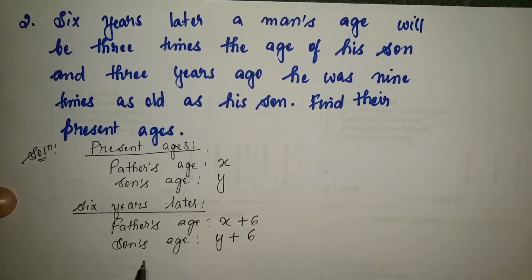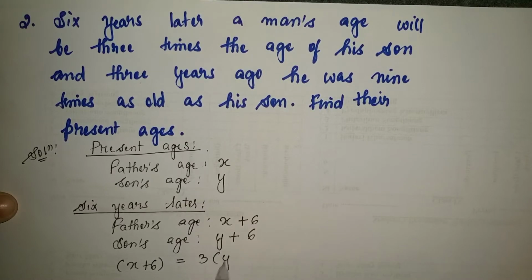And what do we have? 6 years later, a man's age will be 3 times the age of his son. It means x plus 6 is equal to 3 times the age of the son. I multiply by 3 into the age of the son. From here, I'm going to get the first equation. So let me simplify. 3 into y is 3y, 3 into 6 is 18.